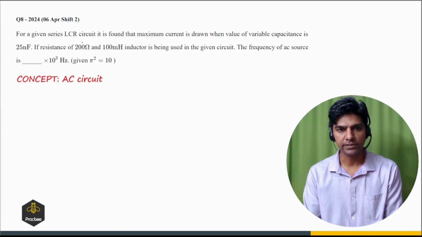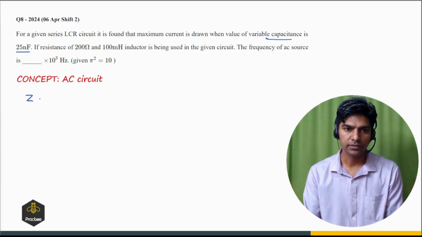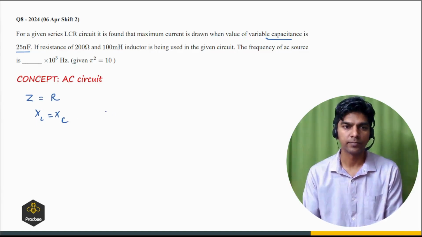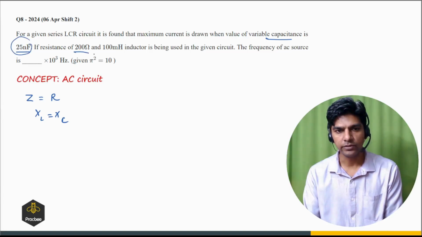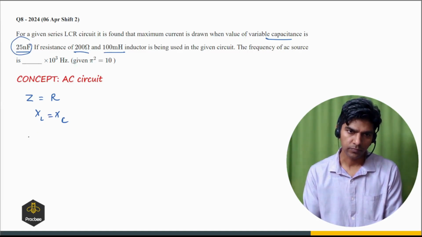For a given series LCR circuit, it is found that maximum current is drawn when the value of the variable capacitance is 25 nanofarad. So maximum current happens when we have resonance. And what is resonance? When impedance becomes equal to resistance, or you can say XL is equal to XC. So when the capacitive reactance is equal to the inductive reactance, and capacitance is given to us. If the resistance is 200 ohms and a 100 millihenry inductor is being used in the circuit, find the frequency of the AC source.